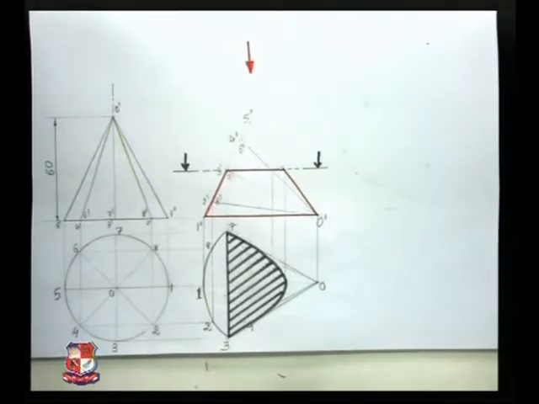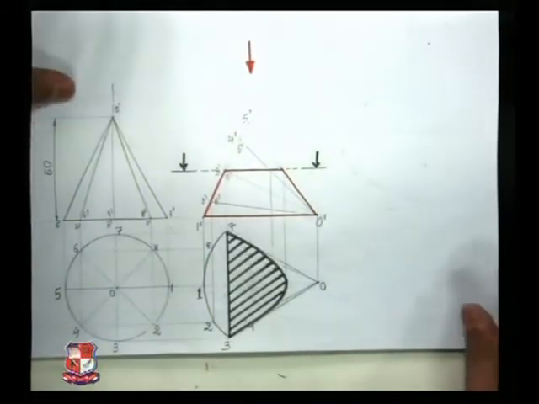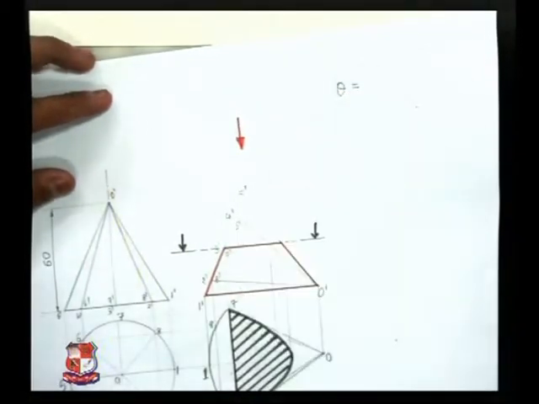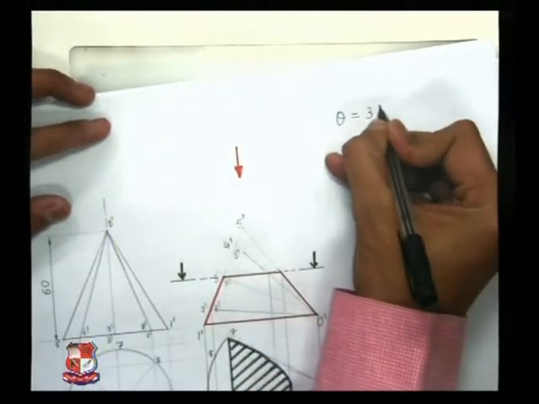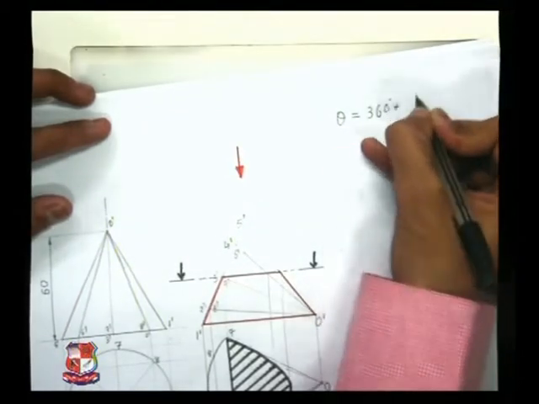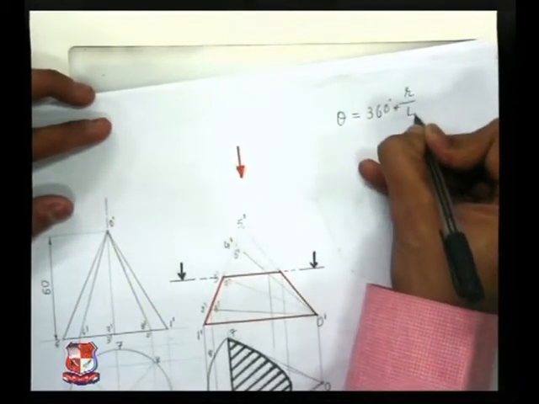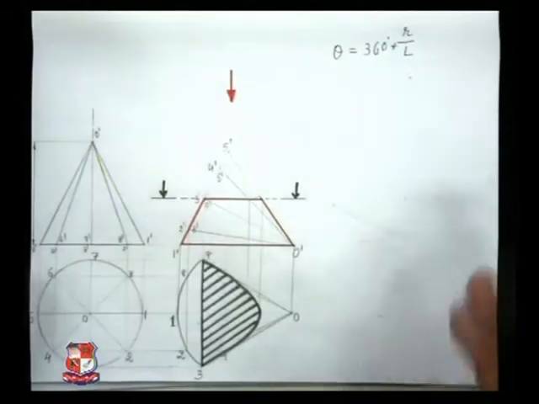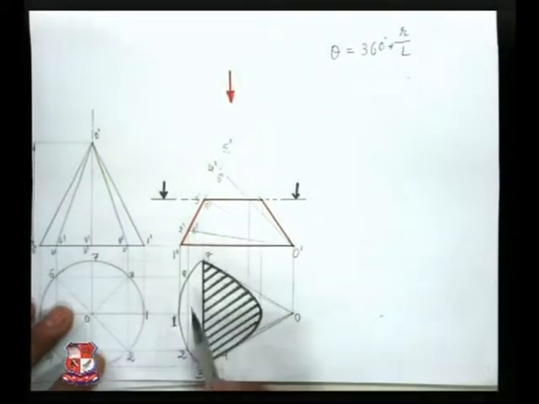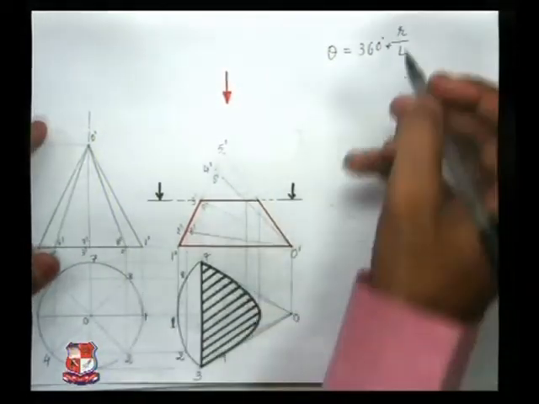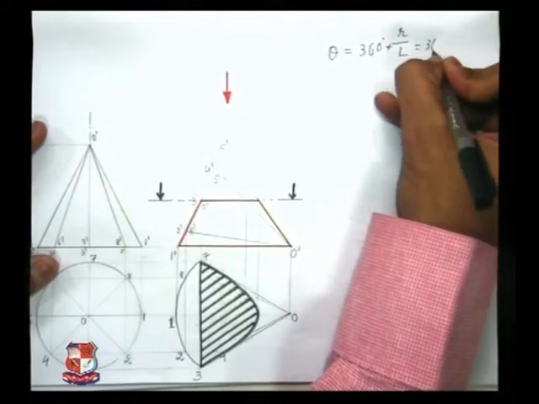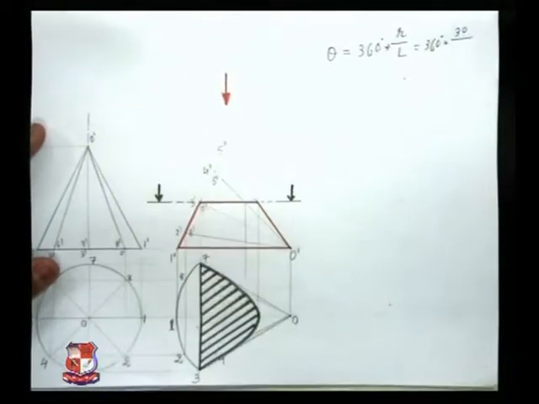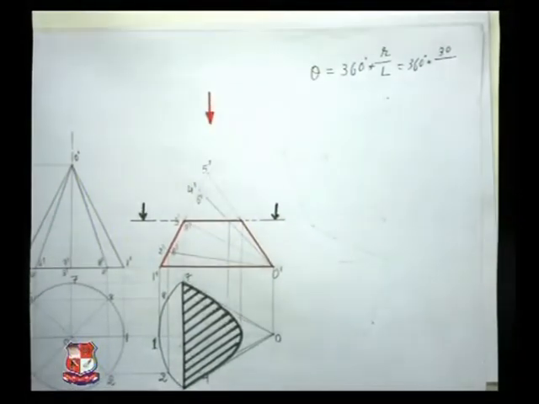The first step is to find out the angle for the development of the cone. The equation for that is known to us. Angle theta is equal to 360 degree into radius of the cone upon length of the slant edge. This is the equation to draw the development of any cone. Here radius is the base radius, that is 30 millimeter, known to us. So 360 degree into 30 millimeter, which is radius of the base, divided by the length of its slant edge.